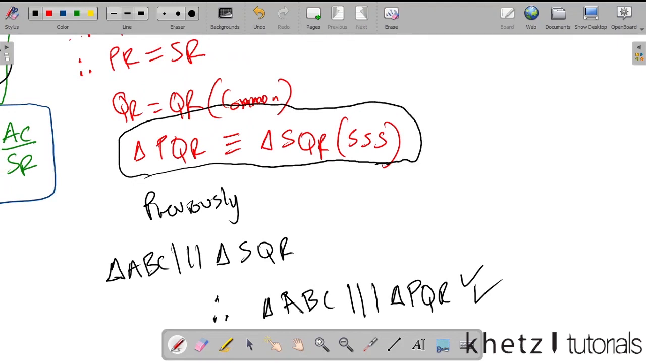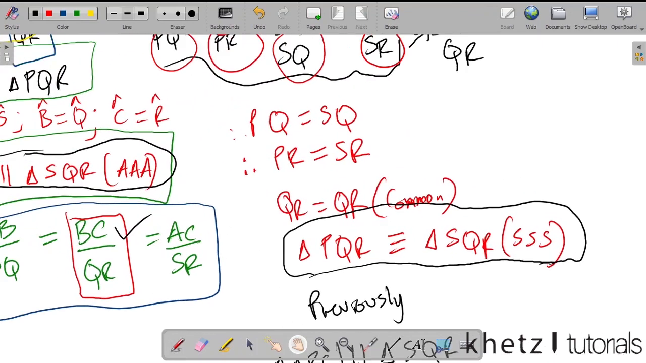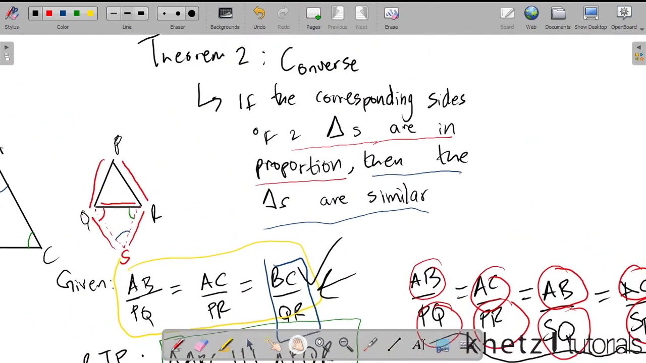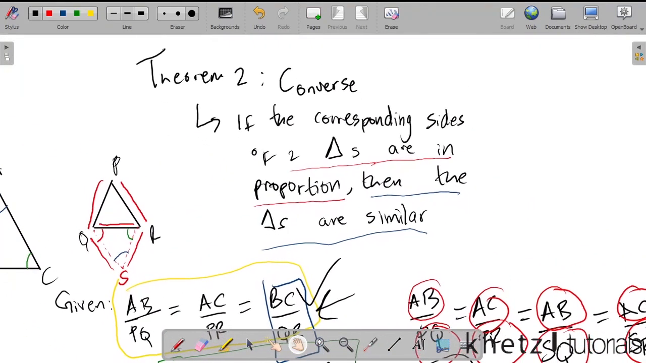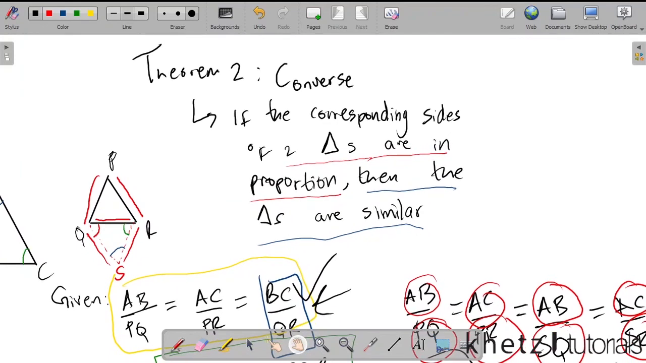So that is basically all that I had in this question. I just wanted to explain the second theorem, the converse of the second theorem, that is, and also prove that it is actually true.